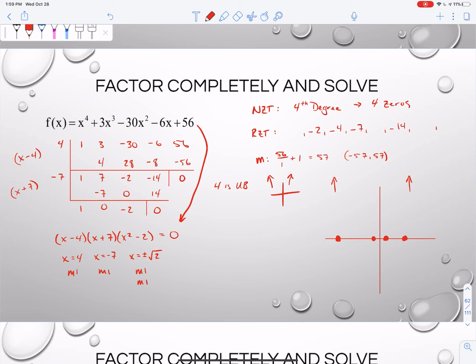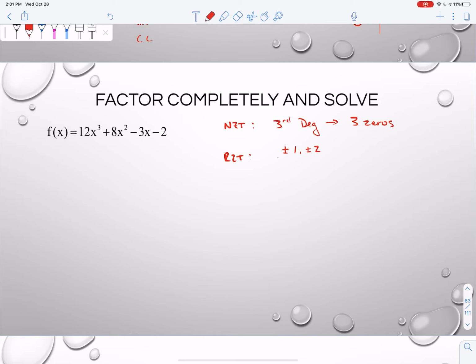So I have f of x equals 12x cubed plus 8x squared minus 3x minus 2. Okay, so if I go through, right, n zeros tells me it's third degree, so I want 3 zeros. All right, rational zeros tells me factors of my constant term divided by factors of my leading coefficient.